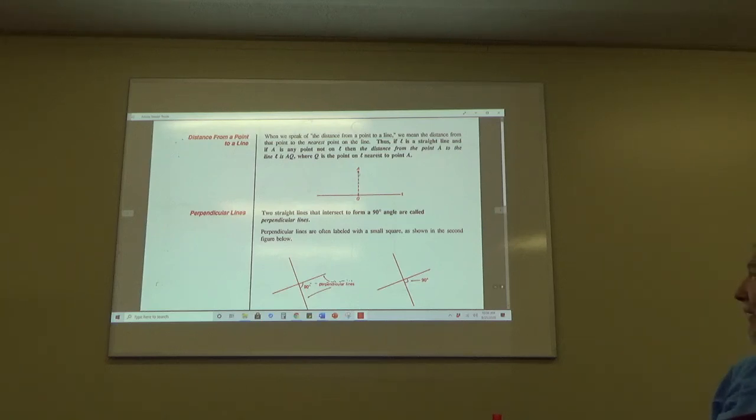Because what would happen if I started here at A and I walked over here? That would be a distance to the line, right? But it wouldn't be the shortest distance to the line.